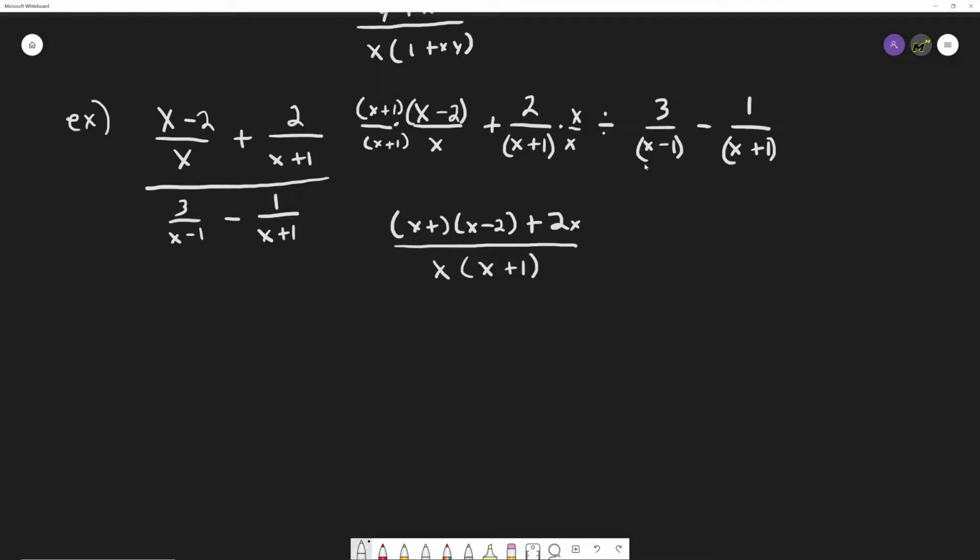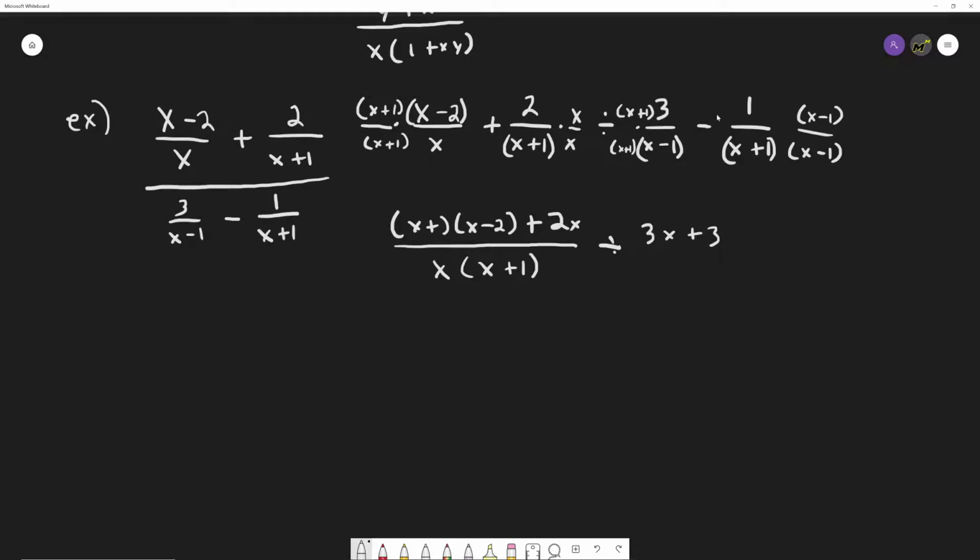And so we have an x minus 1 on the left and x plus 1 on the right. Well, in order to get common denominators, I need to multiply this side by an x plus 1 in the top and on the bottom. And over here I need to multiply by an x minus 1, numerator and denominator. Okay, that would leave you with a 3x plus 3 divided by 3x plus 3.